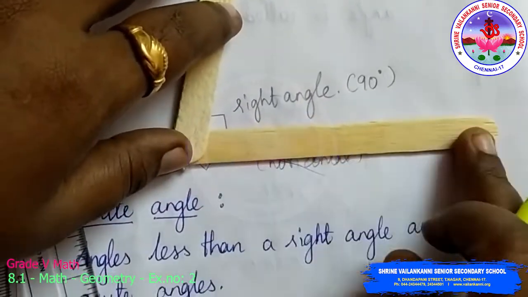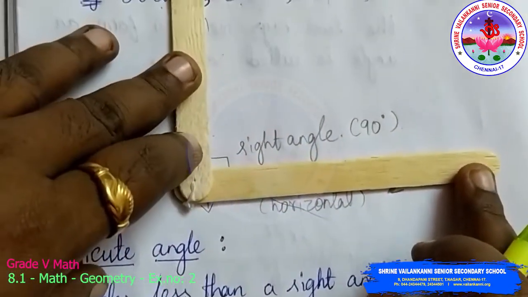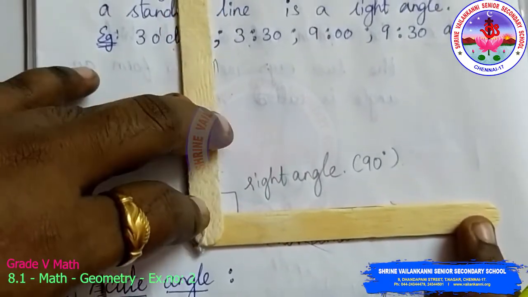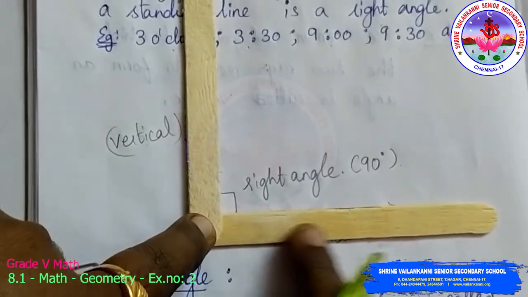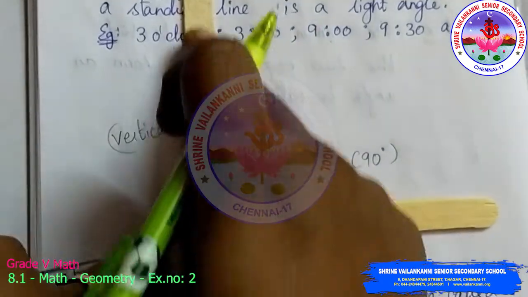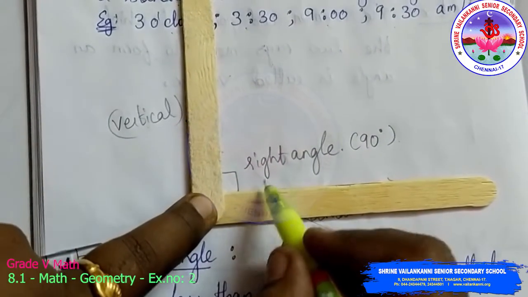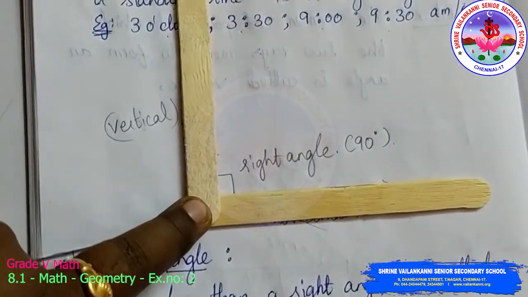I am placing this on the same line which I have drawn. If you see, this is a sleeping line, this is a standing line, which is forming an angle, and that is said to be a right angle. Okay, we'll see the next angle.